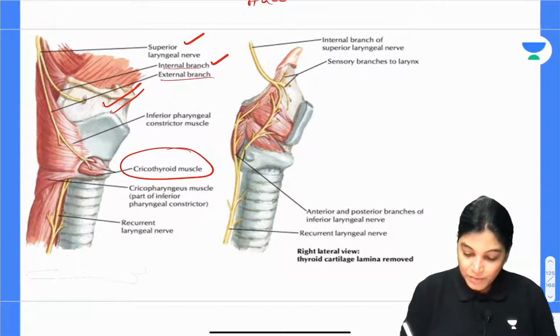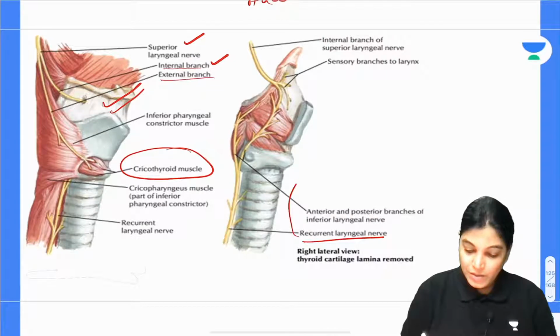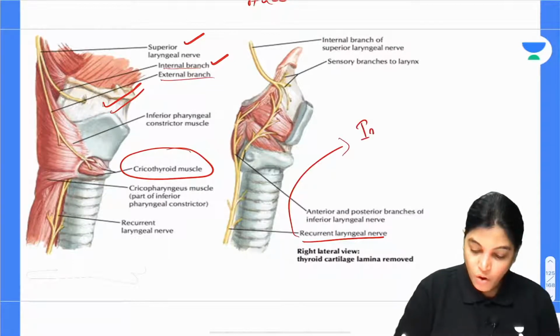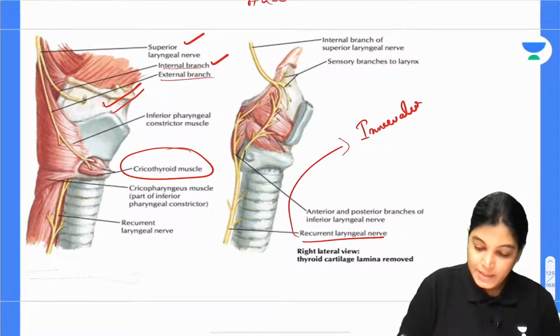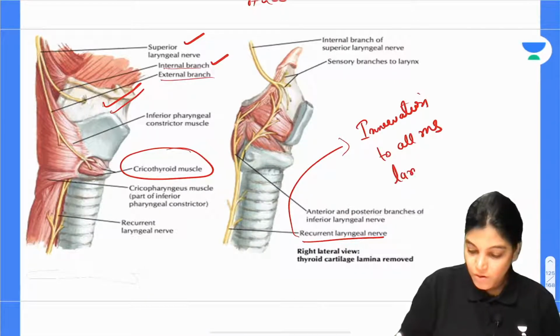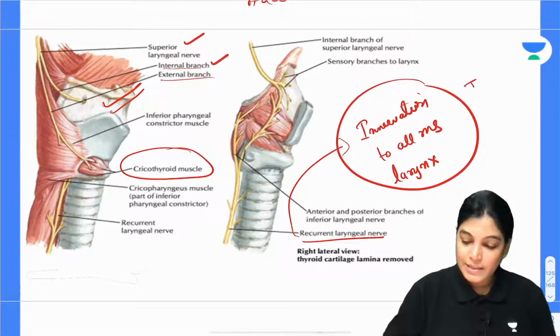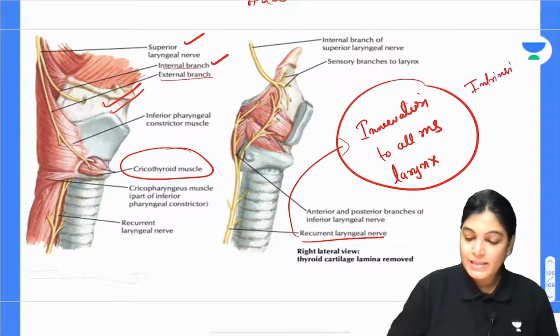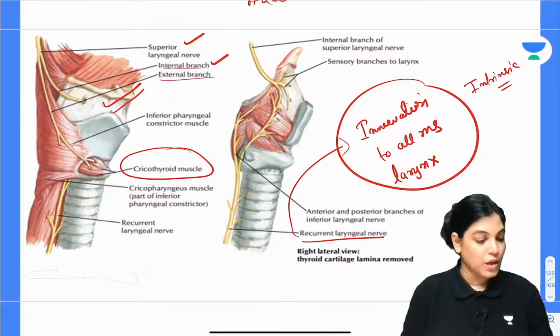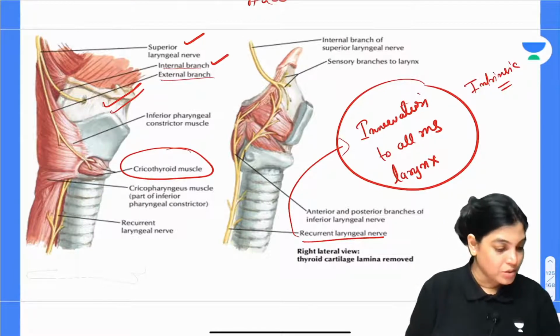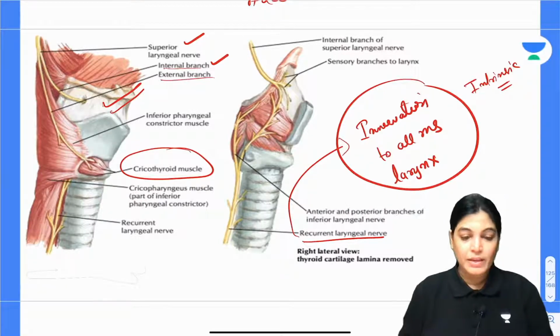Other than that, when I am talking about the recurrent laryngeal nerve, it is giving innervation to all the muscles of the larynx. It is giving innervation to all the intrinsic muscles of the larynx, except which muscle? Except the cricothyroid muscle. So everyone, is it okay?